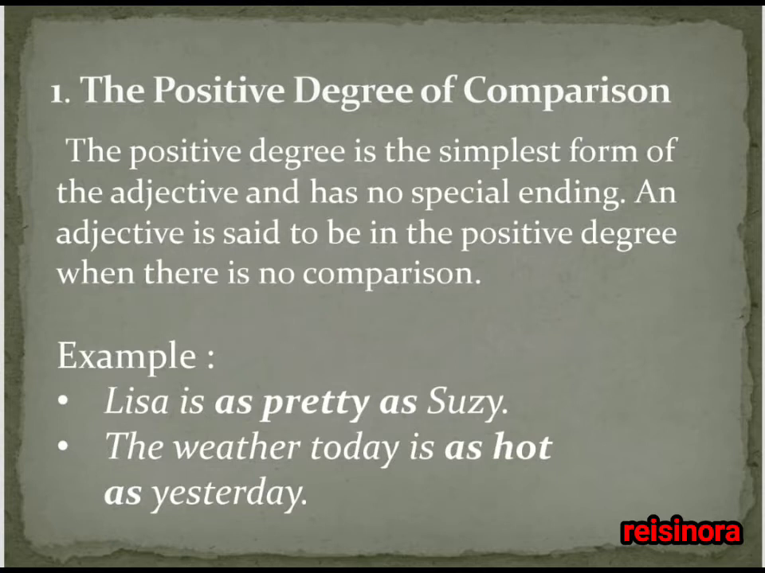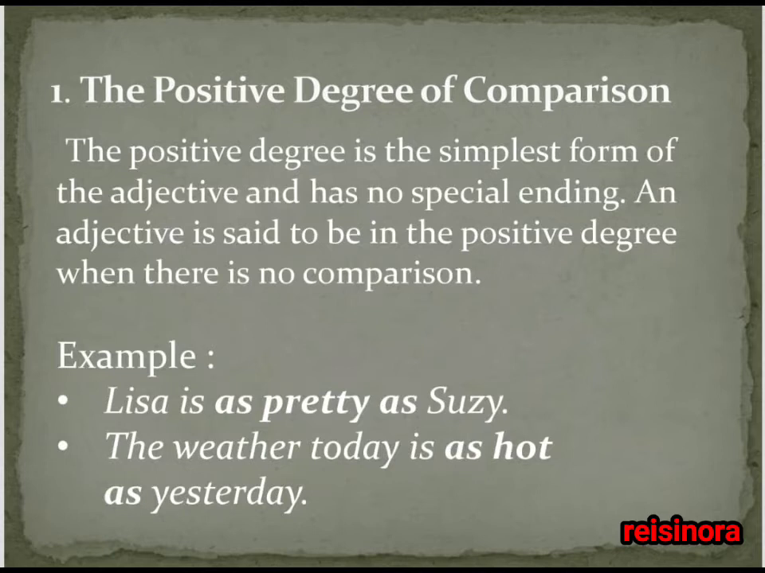The positive degree is the simplest form of the adjective and has no special ending. An adjective is said to be in the positive degree when there is no comparison. Jadi positive degree ini adalah bentuk yang paling sederhana dari adjektif, karena di bentuk adjektifnya itu tidak berubah, tidak ada akhiran yang berubah atau spesial. Dari kata adjektifnya sendiri atau kata sifatnya ini disebutkan bahwa positive degree ini tidak mempunyai perbandingan.